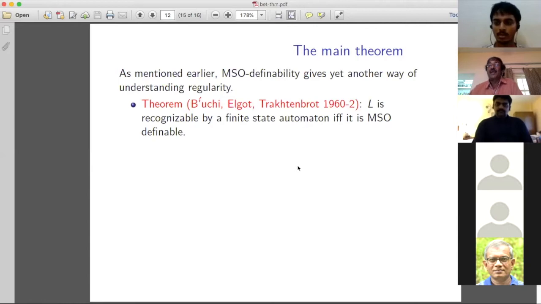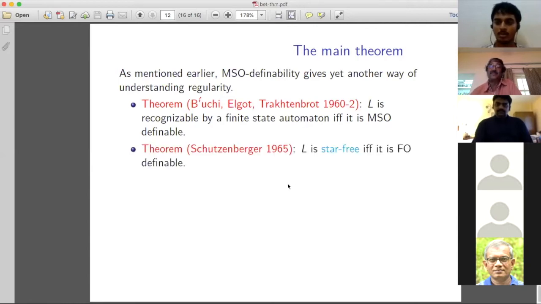So it brings all these things together very nicely into one. And now, of course, you can ask, what about L being FO definable? This is the theorem of Schützenberger, McNaughton and Papert in the 1960s, which proved that L is star free if and only if it is FO definable. You know what I'm talking about.